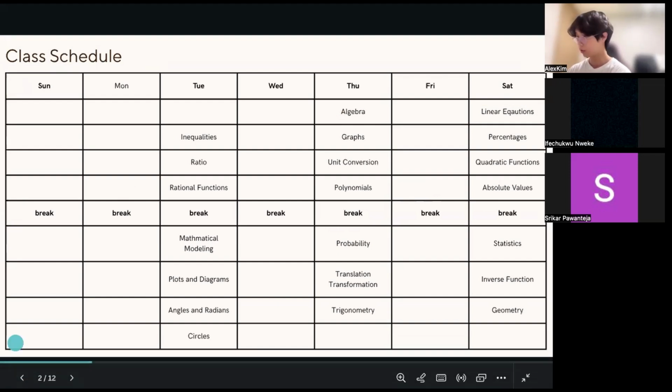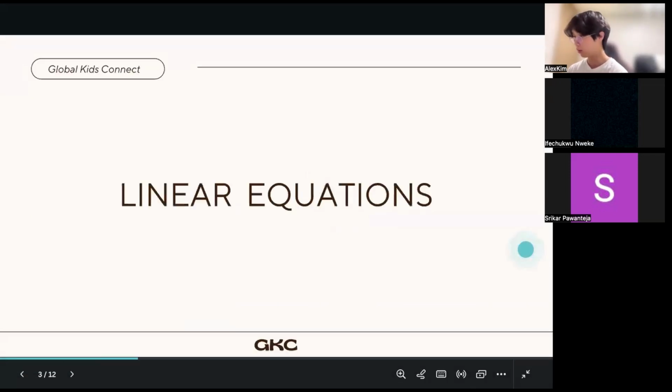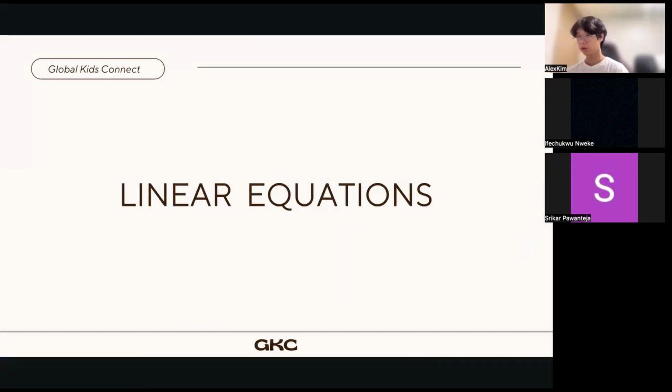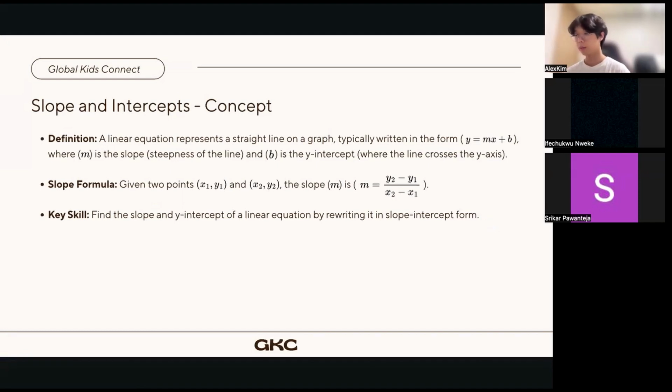So I think today we can jump straight into it. Our topic today is linear equations. The first concept we'll be learning today is slope and intercepts. The definition is that a linear equation represents a straight line on the graph, typically written in the form y equals mx plus b, where m is the slope, which is the steepness of the line, and b is the y-intercept.